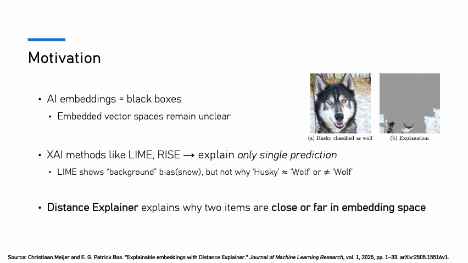This finds the cause of the error, but not why Husky and Wolf are considered similar or different in embedding space. Distance Explainer fills this gap. It explains why two items are close or far apart in embeddings.